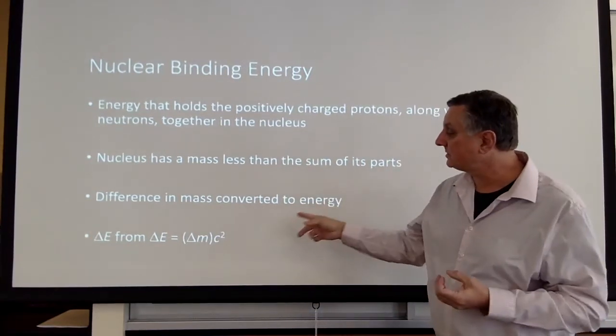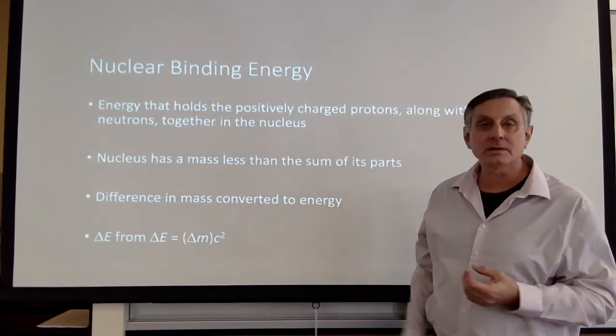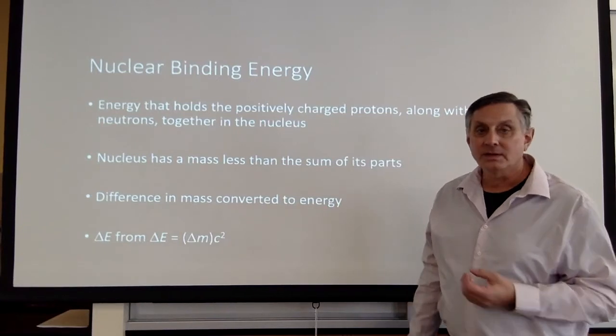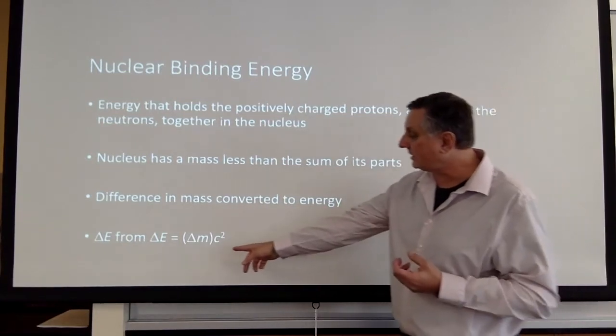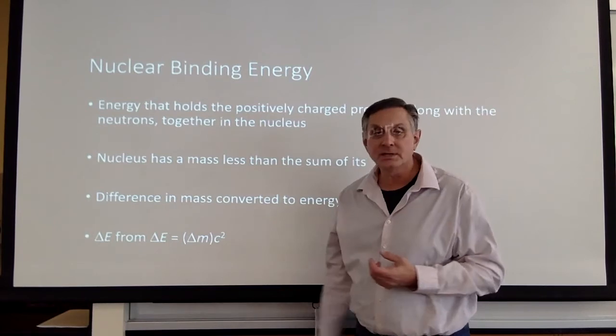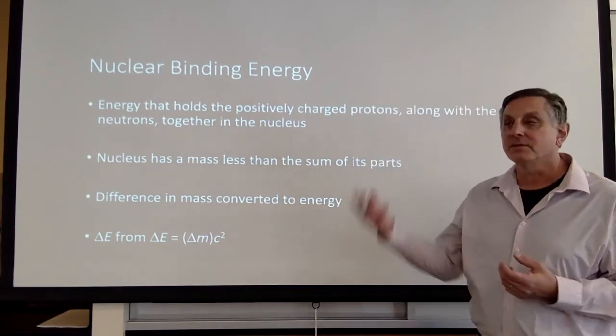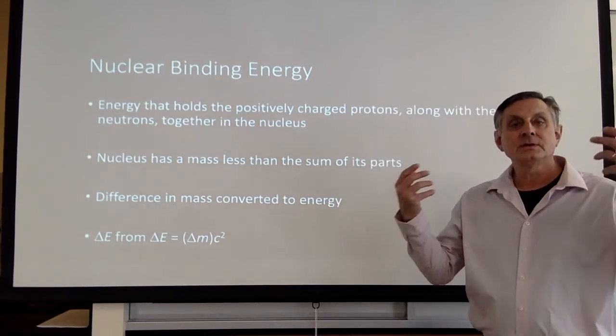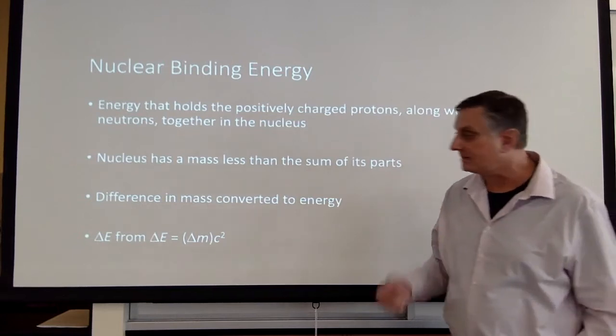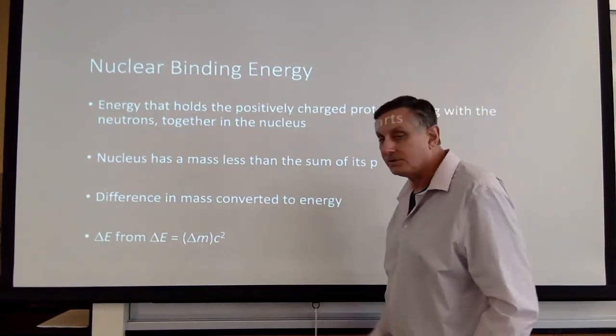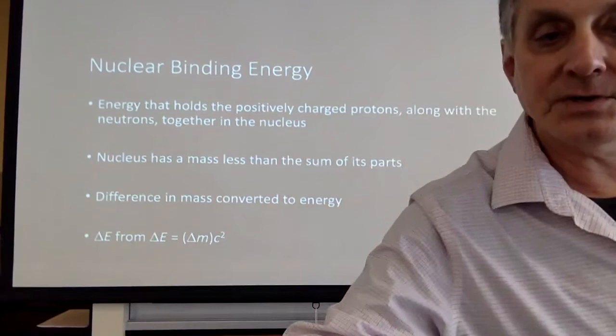The difference in that mass is called binding energy, and it's calculated from Einstein's famous equation, E equals mc squared. The mass difference is converted into the energy that it takes to hold the nucleus together. Nuclear binding energy.